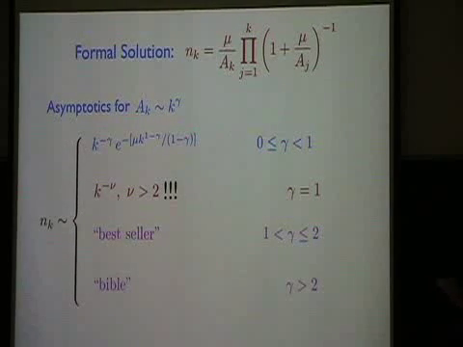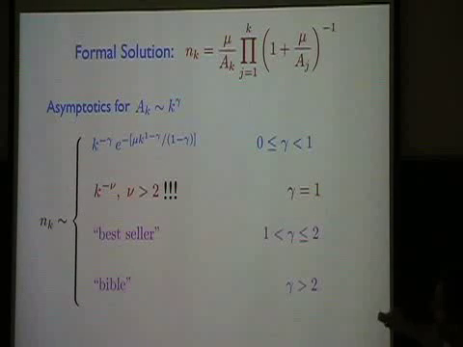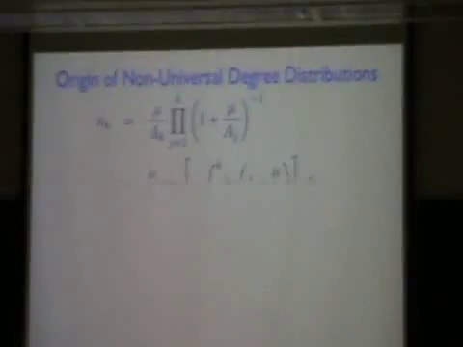So in the case of the scale-free network, linear preferential attachment is lying on the edge of disaster because on this side you get stretched exponential decay. On this side, you get the analog of a gelation phenomenon, where one node takes over. And right on the edge, one has power law, but the power law is non-universal. So now let me turn to what is the origin of this non-universal degree distribution.